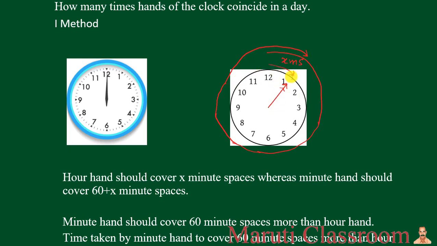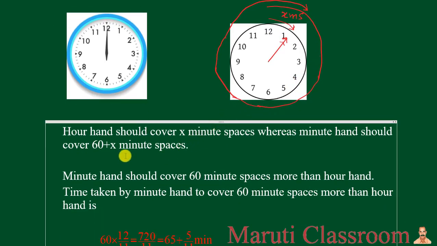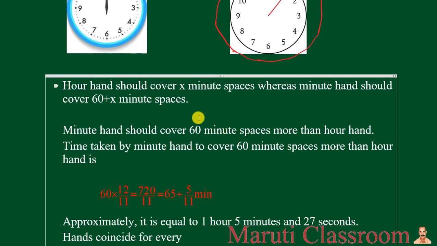From the 1 o'clock position to this position, how many minute spaces did the minute hand cover? X minute spaces. So from the 12 o'clock position to this position, totally the minute hand covered 60 plus x minute spaces, and the hour hand covered x minute spaces. So how many minute spaces did the minute hand cover more than the hour hand? 60 minute spaces more than the hour hand.